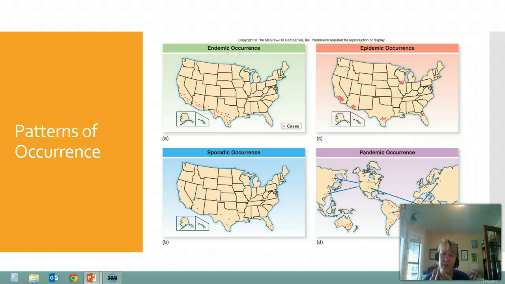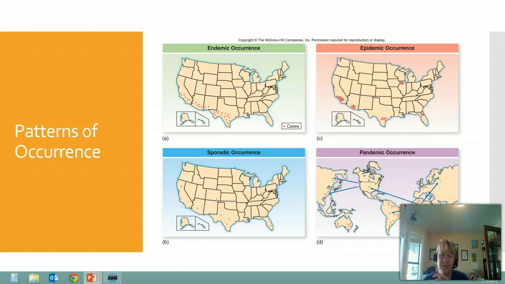These two are both regionally specific, endemic and epidemic, but then we have sporadic occurrences. These can actually be the beginning of an epidemic, or they can just stay sporadic, and they just pop up and we don't really know how they all came into contact with each other. These are where we just have random cases spread out across a large geographic area. So it's important to understand how that works.